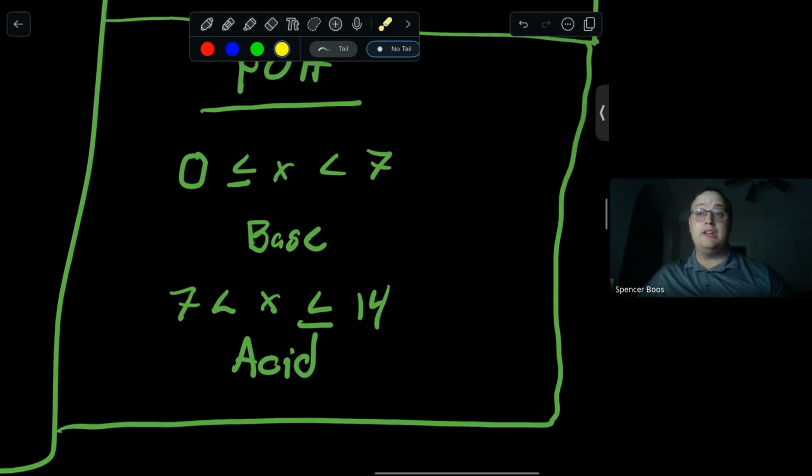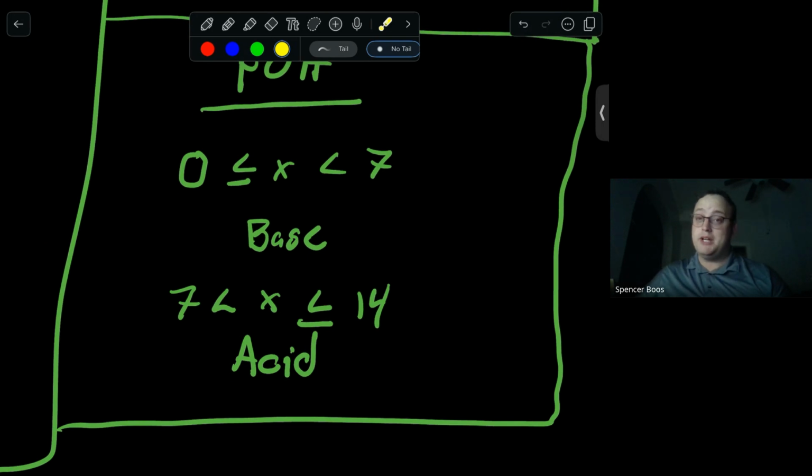So if you are given H plus or OH minus, all you need to do is convert it into pH or pOH, and you'll be given the same answer. We talked about acids and bases. We talked about pH and pOH for levels of acids.